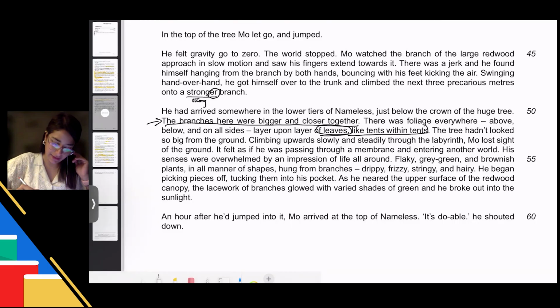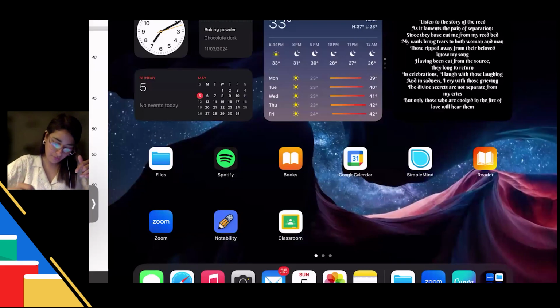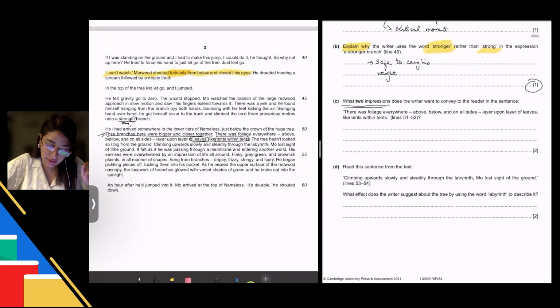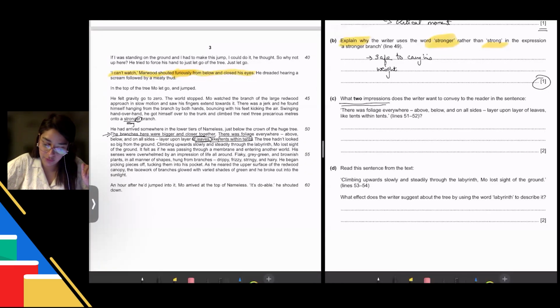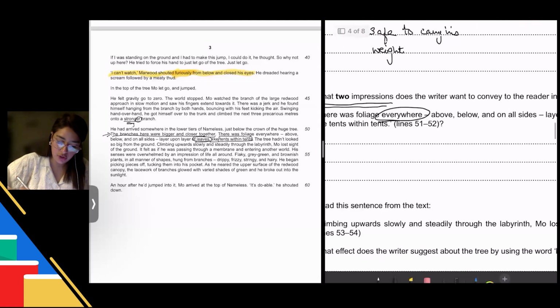like tents within tents. So basically, he's not just talking about how there's quite a lot of leaves, but how they overlap one another. So we go back to the question, which says two impressions does the writer want to convey to the reader in the sentence? There was foliage everywhere. The word everywhere is trying to highlight how he was surrounded by greenery or leaves in this case. That's the first impression that we can talk about. So the word everywhere can help us understand that he is surrounded by something.